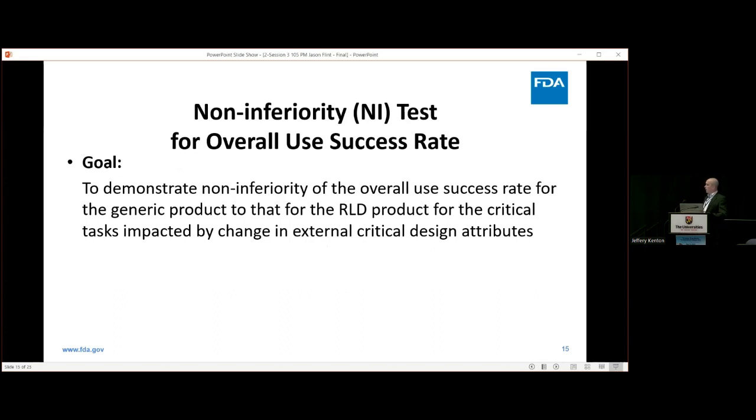So for non-inferiority, this is how we're testing for the overall use success rate. We're going to demonstrate that the overall use success rate for the generic product is not inferior to the RLD product for the critical tasks impacted by the change in those external critical design attributes.